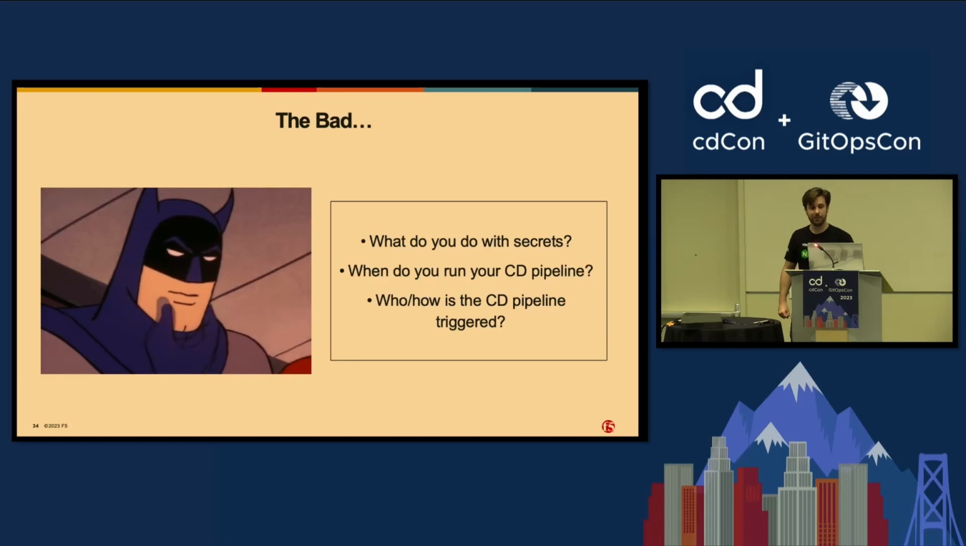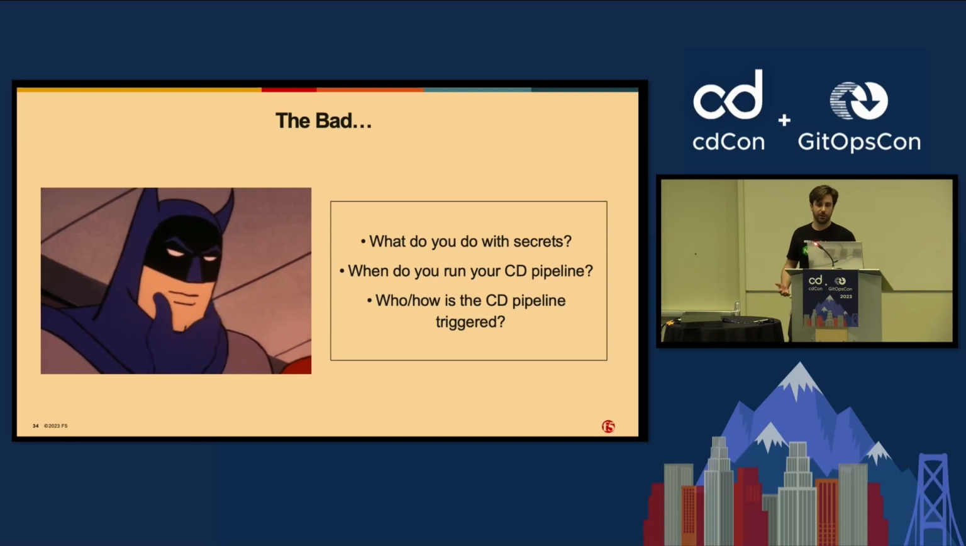Then there's the bad, which is not necessarily bad, it's just things you need to think about. What do you do with secrets? If it's an open source project and it requires secrets to run, do you enable them for external PRs? If not, do you provide an easy way for external PRs to access your secrets? It's stuff that you need to think about. There's no right or wrong answer. Again, it depends on your use case, but you need to consider it.